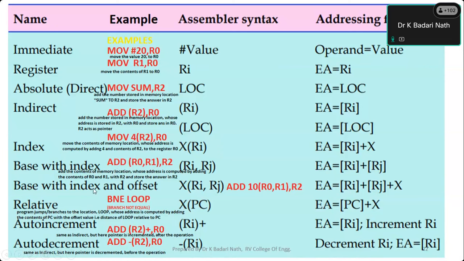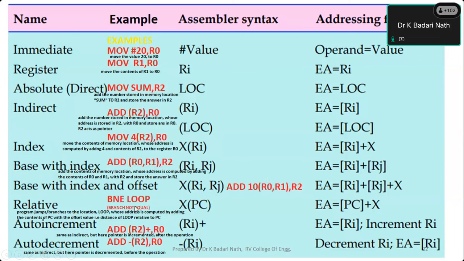Same thing, base with index and offset. Here a constant is also used to indicate from which location in the memory you have to start, table 1, table 2, like that. So it is like a two dimensional array, starting from a particular place. Here the memory address is 10 plus R0 plus R1 together, which will form one address. From that location, we'll pick the data and store it in R2.